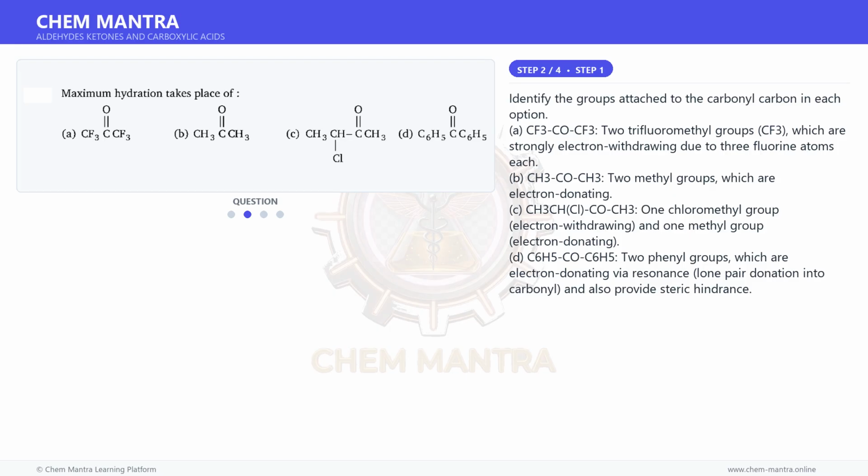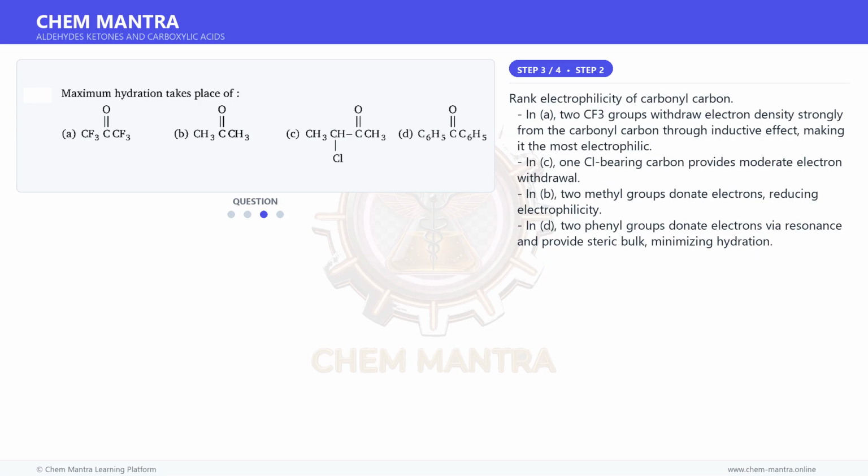C. CH2Cl-CO-CH3, 1 chloromethyl group, electron-withdrawing, and 1 methyl group, electron-donating. D. C6H5-CO-C6H5, 2 phenyl groups, which are electron-donating via resonance, lone pair donation into carbonyl, and also provide steric hindrance. Moving on to the next step.